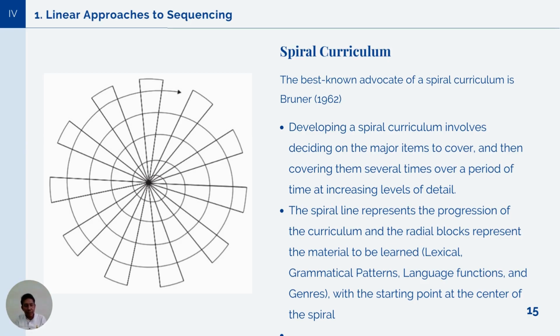So we can see the picture. The bar is the major items of the language, and the line is the learning activity that starts from the center and continues around like a spiral and covering all the major items of the content.